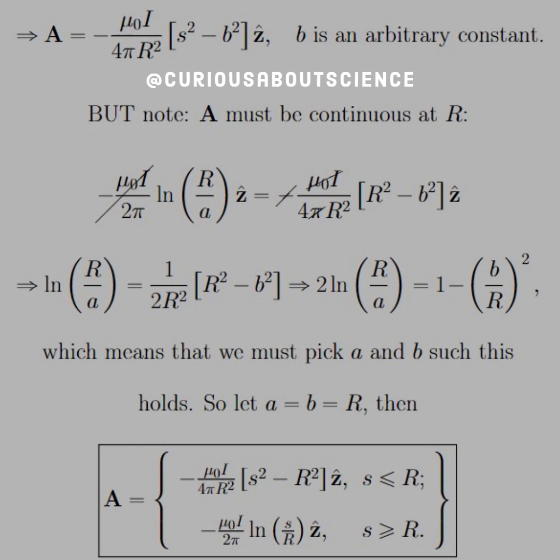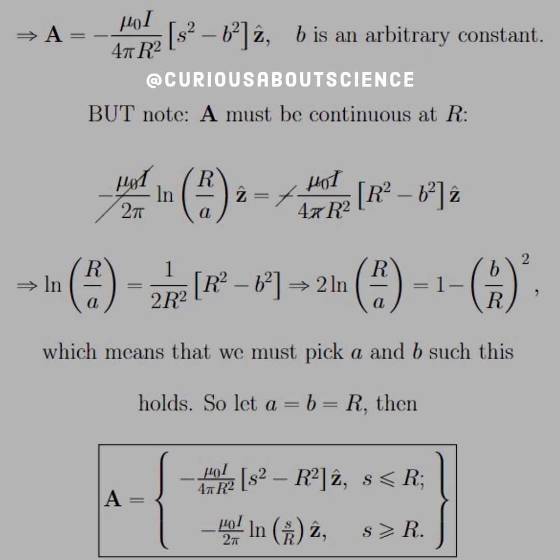Now, here's the thing to note. A must be continuous at R. Okay, this continuity thing has to come up again. We can't just have these field lines disrupted or fringing, for the sake of continuity at the surface. So, if we set these two things equal, we get some cancellations and such.